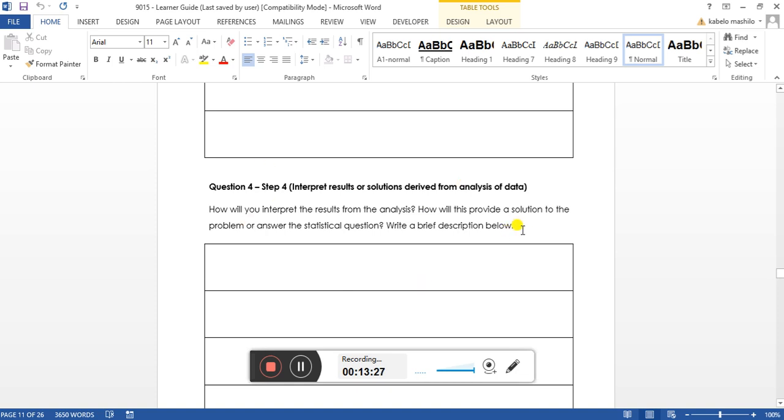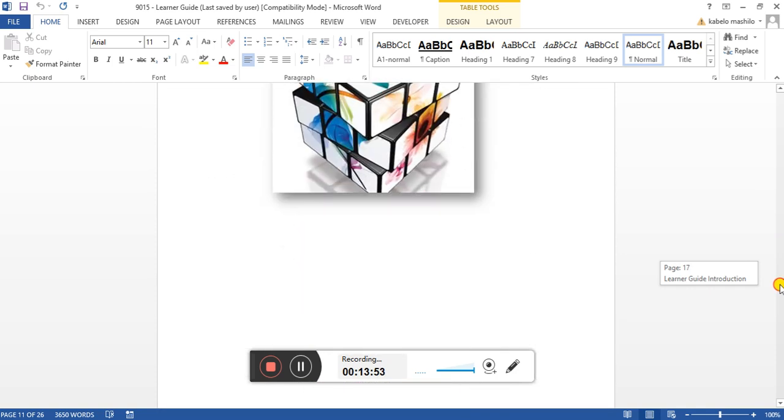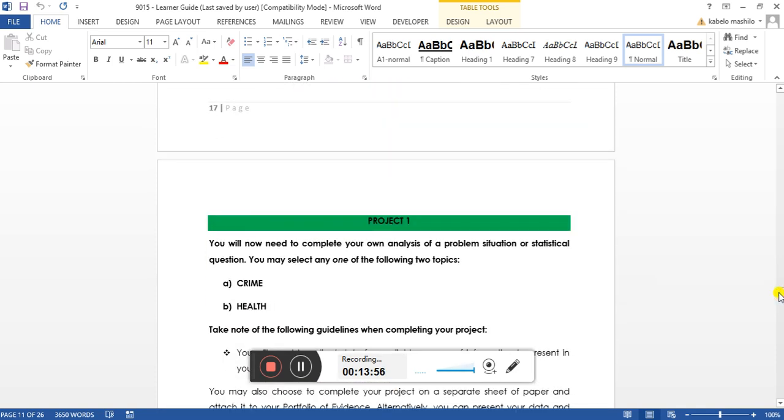It's more of a thesis, to answer the question that you have answered, to say we have managed to use a bar graph which symbolizes the number of decreases in corona. So you have to provide a solution to the problem and answer the stats. So it's more of a thesis, if I'm correct. So yes, project 1, you need to complete your own analysis of a problem situation.